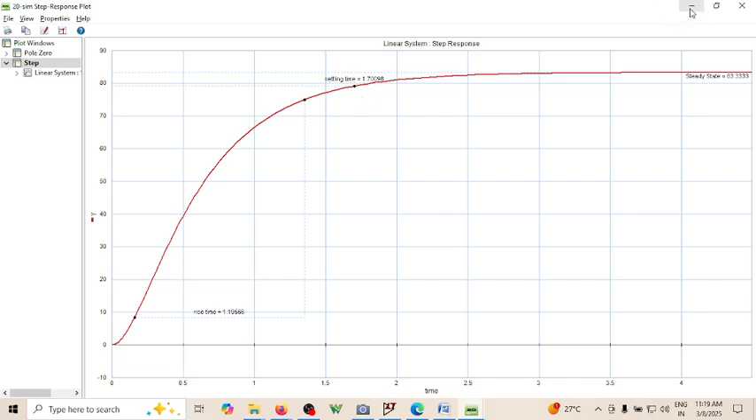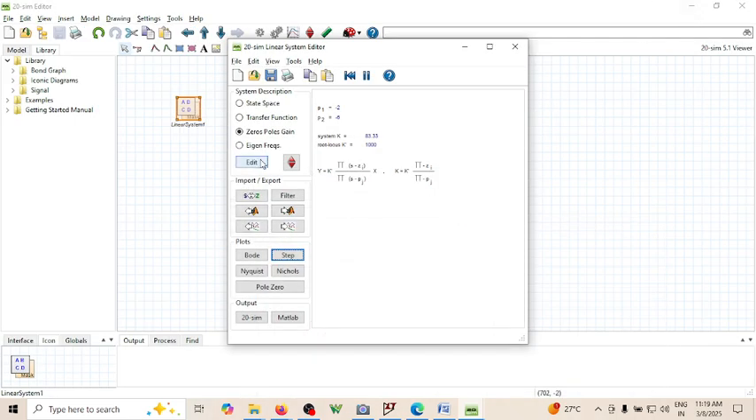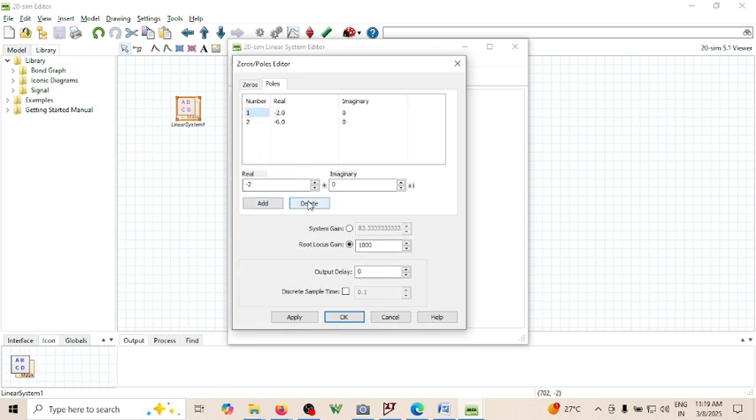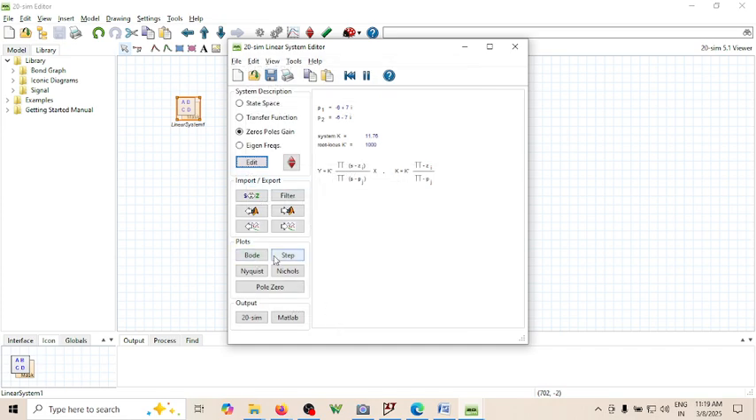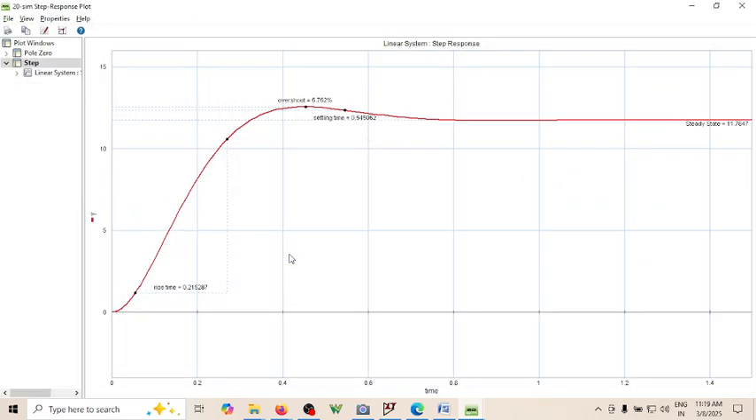Suppose I have poles and zeros at different locations. Now what I'll do, I will just delete this, and I'll have a complex pole at some location. Now I will apply. You can see I have something like this. So now there is an overshoot. This is a second order system.